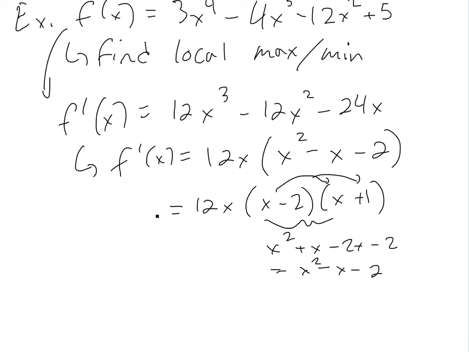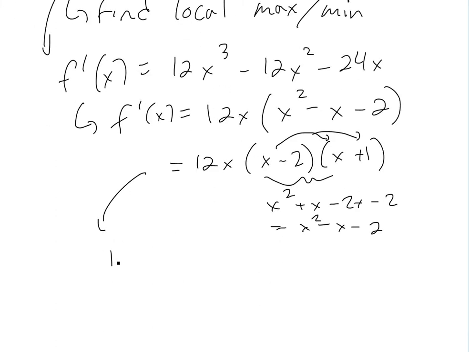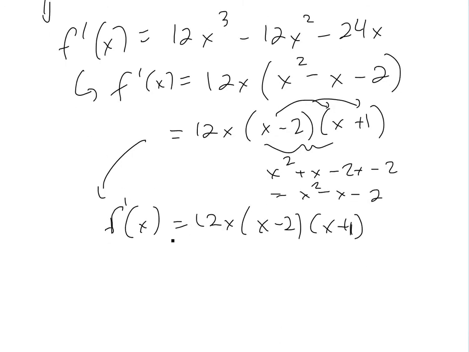So anyway, this is our function right here. I'll just write this down again. f prime of x equals 12x times x minus 2 times x plus 1. So now to find the critical points, we just have to set f prime of x to 0.